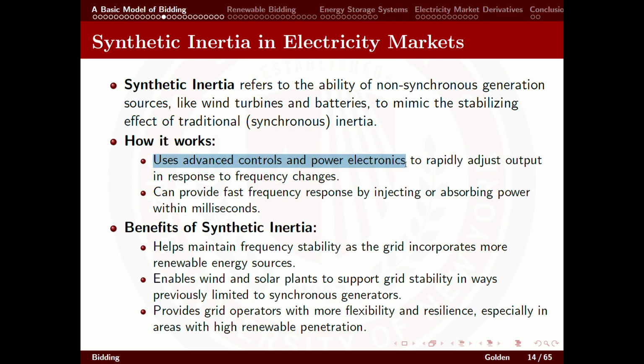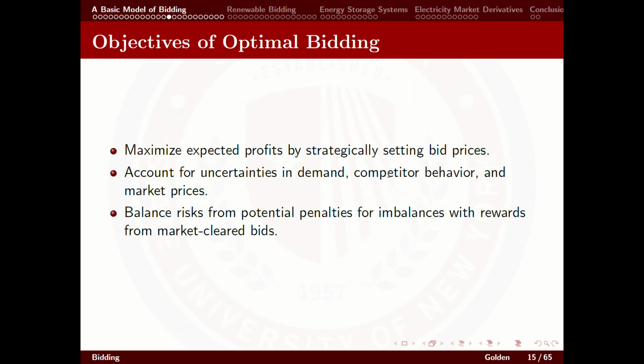It uses advanced controls and power electronics to rapidly adjust output in response to frequency changes. And it can provide fast frequency response, a very quick response to change the inertia by injecting and absorbing power within milliseconds. The benefits of synthetic inertia: it helps maintain frequency stability as the grid incorporates more renewable energy sources. It enables more wind and solar to come online and support grid stability in ways that were previously limited to traditional resources, and it provides grid operators more flexibility and resilience, especially in areas with high penetration.